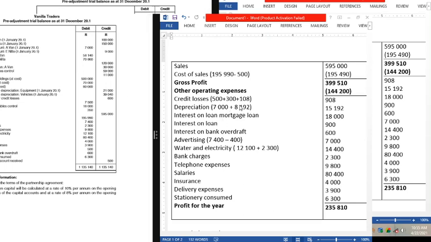We come to credit losses. Here's the 500, which is the opening balance, plus 300 of the bad debts, and here's the difference, 108. We add these three together and they give us a total of 908. So our credit losses, all in all, amount to 908. Okay, very simple.